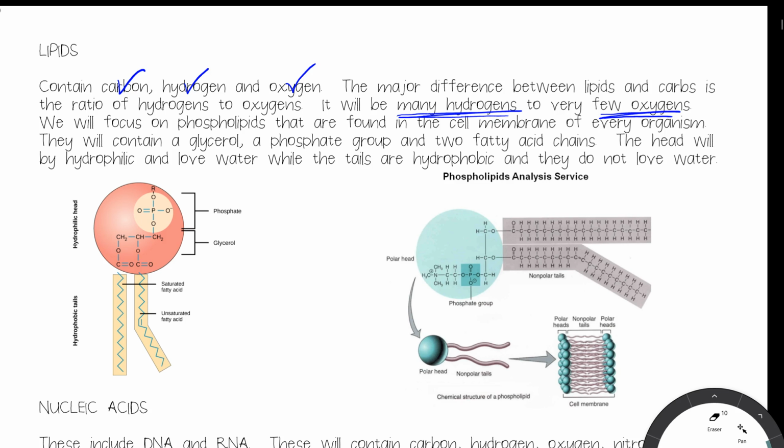They're going to have a glycerol. They may have a phosphate group if they're a phospholipid. They'll have fatty acids. We're going to talk primarily about phospholipids here, and they're going to be what are found in the cell membrane. They're going to have two ends. They're going to have a hydrophilic end, and they're going to have a hydrophobic end. So let's kind of talk about the phospholipid.